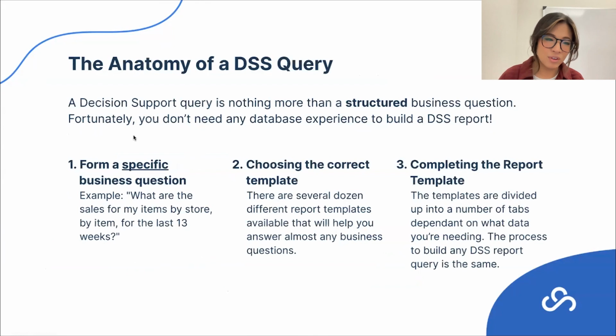So the first thing that you want to do is really think about a specific business question that you're trying to answer. So as an example, what are the sales for my items by store, by item for the last 13 weeks? So what type of data are you trying to pull? With DSS, you can technically pull a general purpose query where you select all the columns, but you will get a lot of data back and it will take a long time to process. So usually we recommend thinking about the framework for what you're trying to pull so that when you are walking through the query wizard, you're able to say, okay, understanding my business question, these are the different columns and timeframes and items that I need to pick.